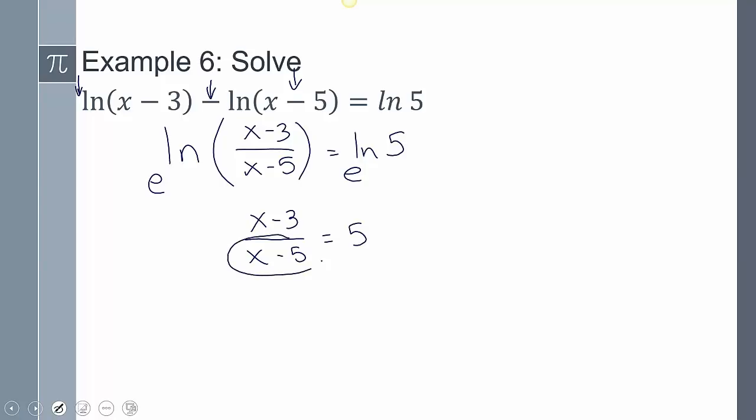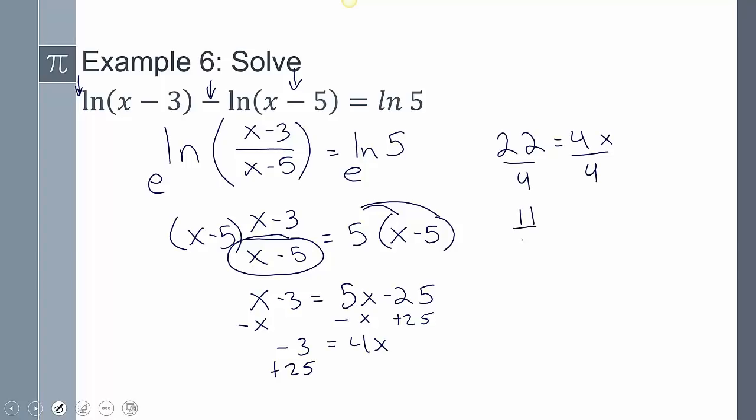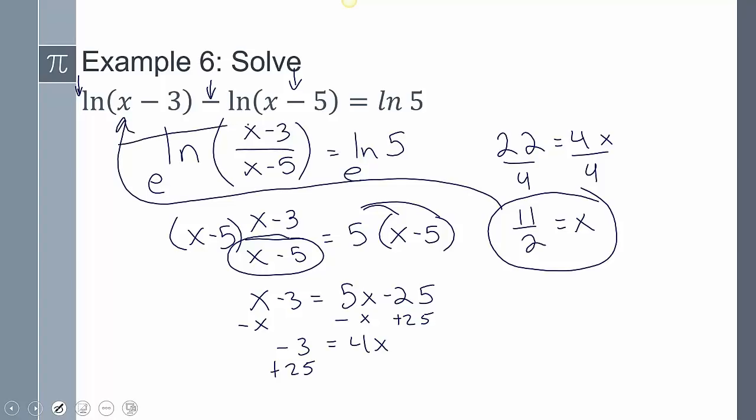So now to get this out of the denominator, you're going to multiply by x minus 5. So I get x minus 3 equals, now if that distributes, 5x minus 25, minus x on both sides, add 25. So negative 3 and 25 gives me 22. So I get 22 equals 4x, divide everything by 4, 11 over 2 equals x. Now, if you plug those back in, I won't get a negative or zero. So they'll seem to work.